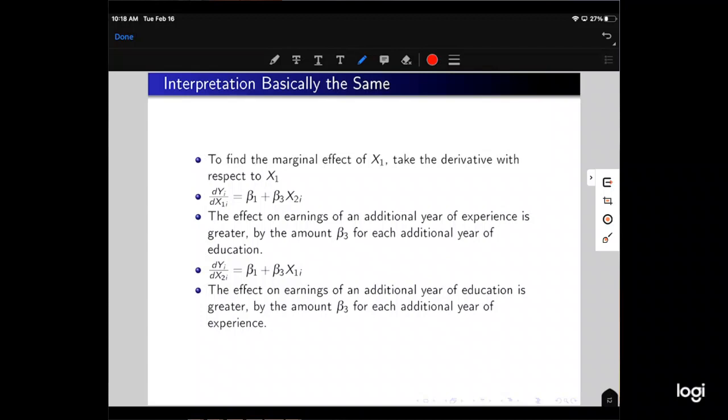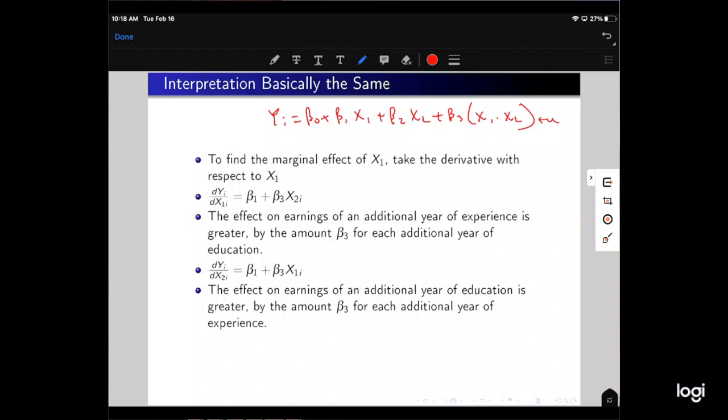The interpretation is basically the same. To find the marginal effect of x1, take the derivative with respect to x1. And so if we do that, our model was y equals beta 0 plus beta 1 x1 plus beta 2 x2 plus beta 3 x1 times x2 plus an error term. The derivative of this with respect to x1 is just going to be beta 1 plus beta 3 times x2.